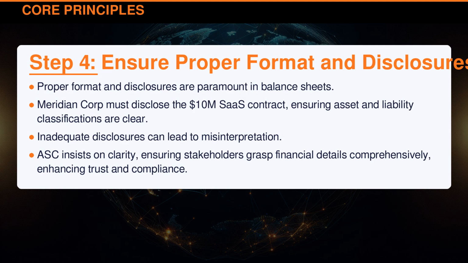Proper format and disclosures are paramount in balance sheets. Meridian Corporation must disclose the $10 million SaaS contract, ensuring asset and liability classifications are clear. Inadequate disclosures can lead to misinterpretation. ASC insists on clarity, ensuring stakeholders grasp financial details comprehensively, enhancing trust and compliance.